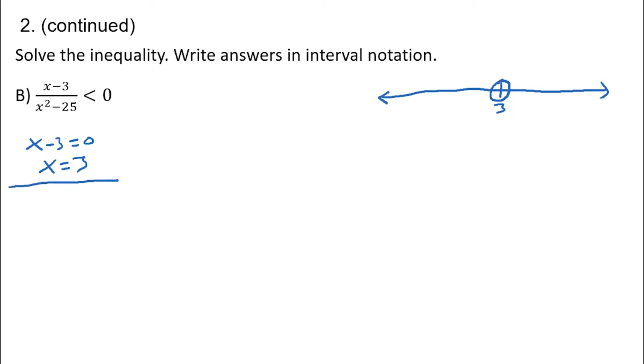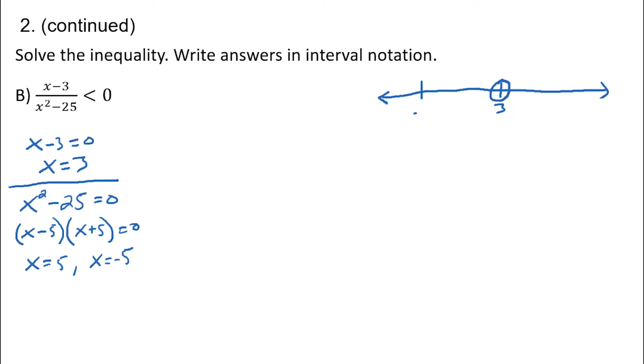Then I'll deal with the denominator, which is x squared minus 25. Let's set this equal to 0. When I factor this, it is a difference of two perfect squares, so I get (x minus 5)(x plus 5). So the critical points are at positive 5 and negative 5. I mark negative 5 here, and positive 5 here. These are in the denominator, so we'll never include those. It's always going to be an open circle, because these are values that would cause the left side to be undefined.